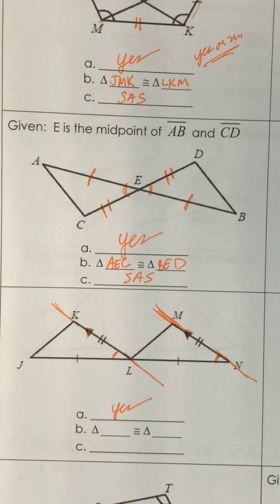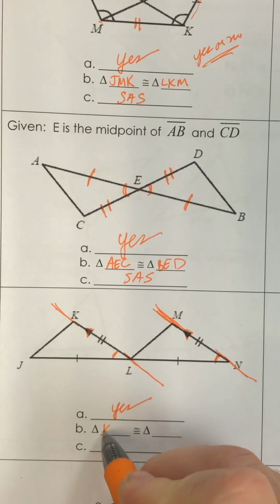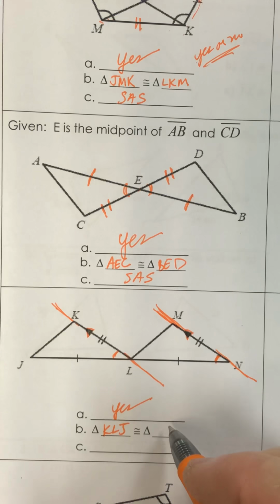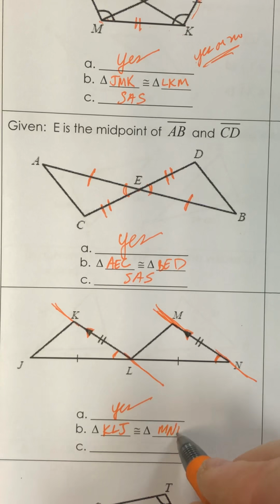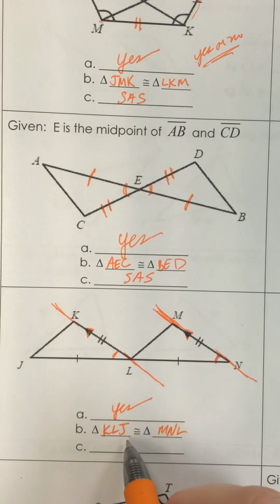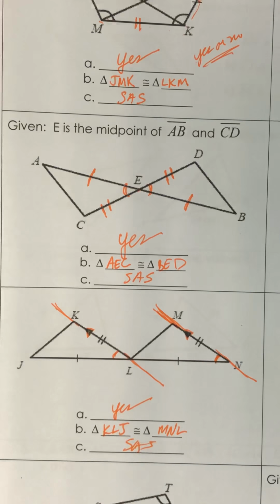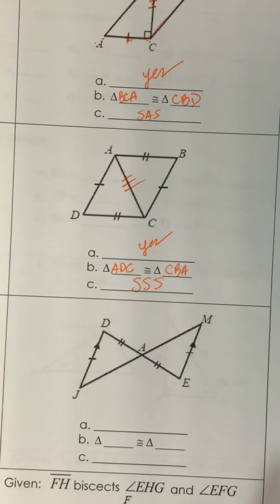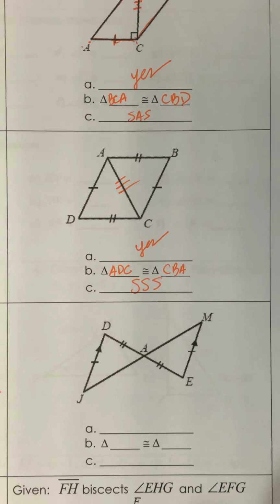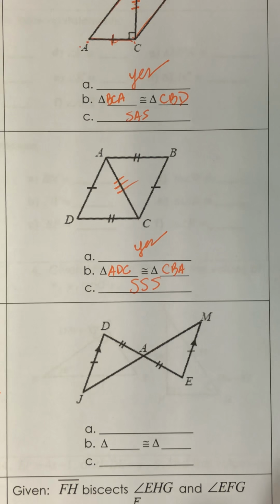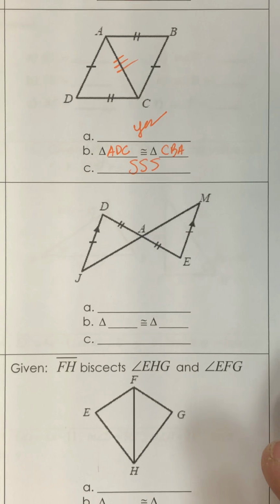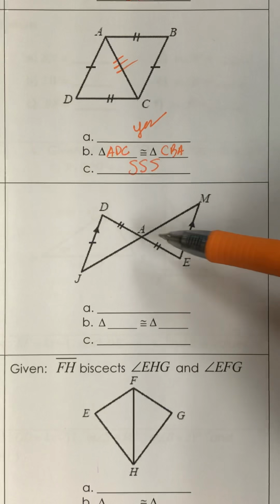And let's name it. If I go KLJ, if I write it in that order, then I would have to say MNL. And the reason is side angle side, SAS. Side angle side. All right, let's see here. Put that in the middle. All right, so let's see.